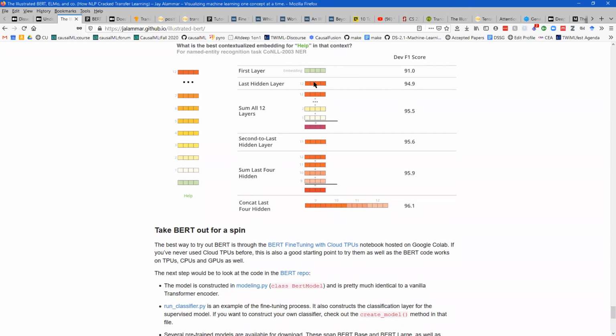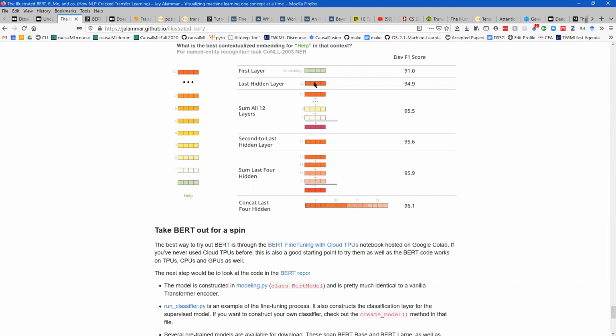I don't quite understand what you said, Gautam, that the last hidden layer is not so good because it was too. So what I'm trying to say is, I don't know how to put it well. Like, since it's the last layer.